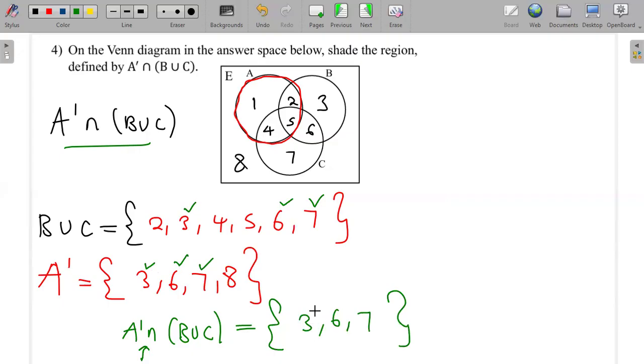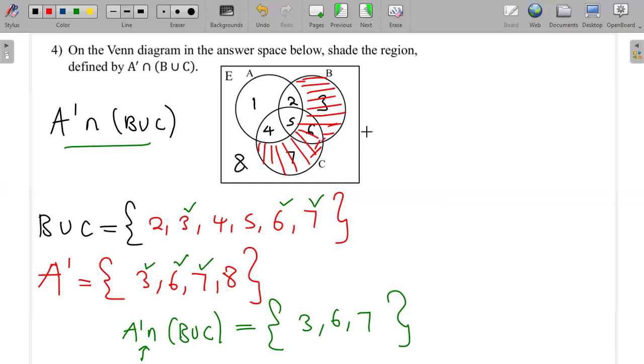Okay, so I'm only going to shade the part that has 3, 6, and 7. That is the only part that I'm going to shade in this Venn diagram here. So I'm just going to shade the part that had 3, 6, and then 7. So let me erase this red line here. Okay, so you can clearly see that the part that has 3, 6, 7 is just this part here. So this part, like this. Okay, so that would be my shaded region there.